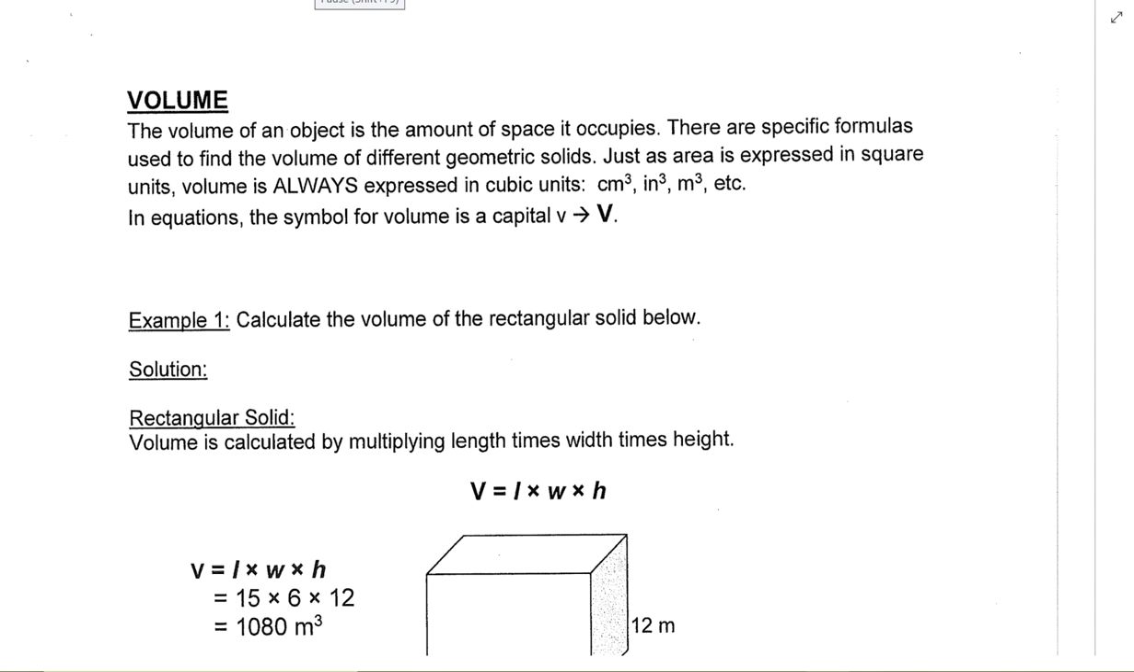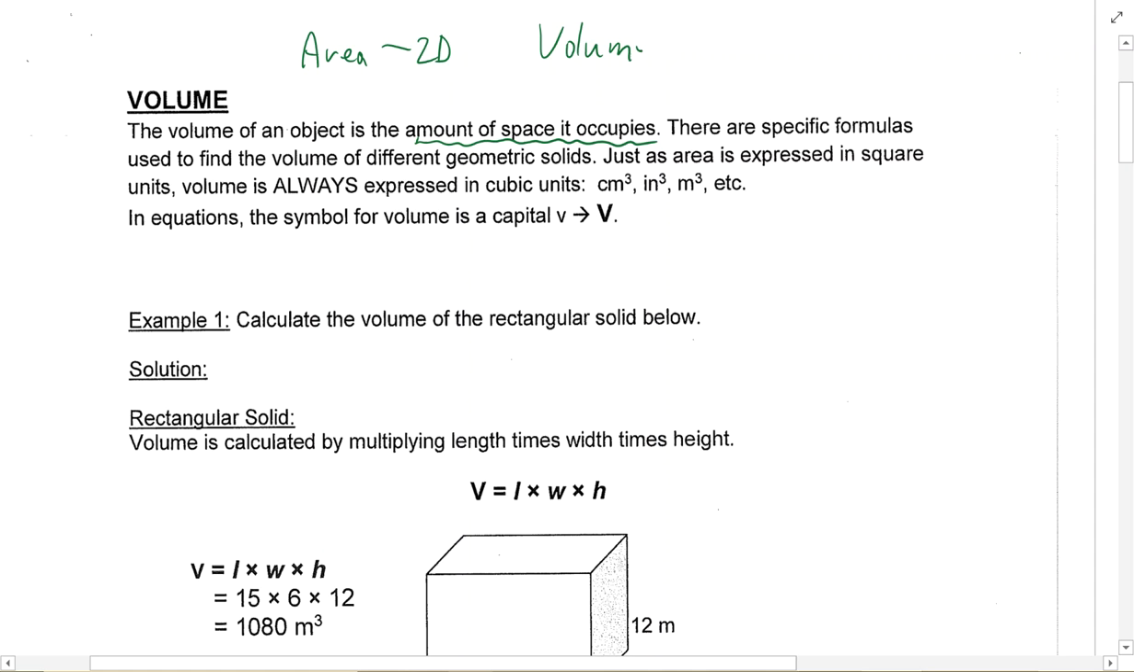Okay, class 2, we're going to look at volume. The volume of an object is the amount of space it occupies. However, the difference between volume and area is that area is looking at the 2D shape and volume is looking at the 3D shape. Okay? And so we're looking at those things today. So we will have specific formulas that you'll have to use and substitute in and solve.